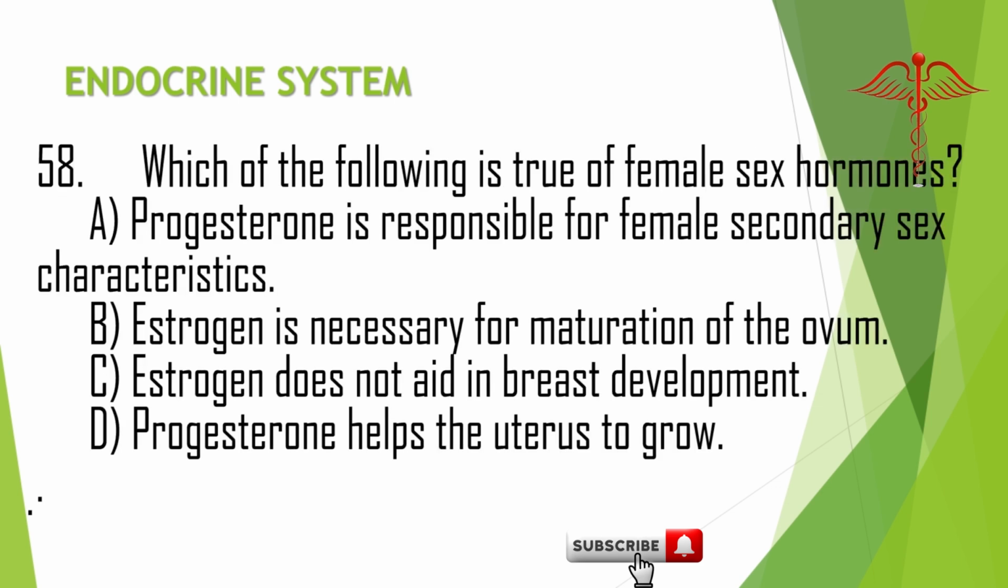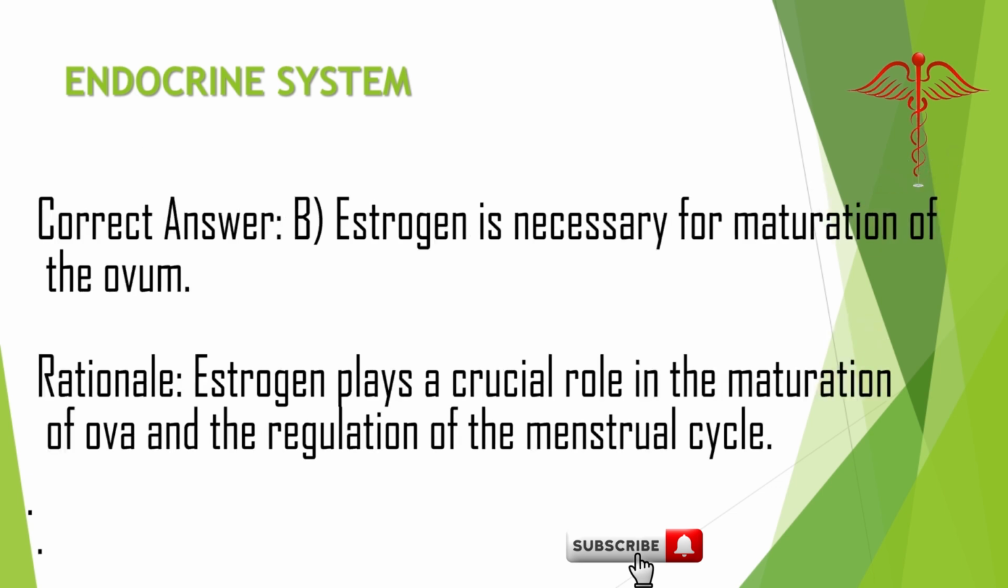58. Which of the following is true of female sex hormones? A. Progesterone is responsible for female secondary sex characteristics. B. Estrogen is necessary for maturation of the ovum. C. Estrogen does not aid in breast development. D. Progesterone helps the uterus to grow. Correct answer: B. Estrogen is necessary for maturation of the ovum. Rationale: estrogen plays a crucial role in the maturation of ova and the regulation of the menstrual cycle.